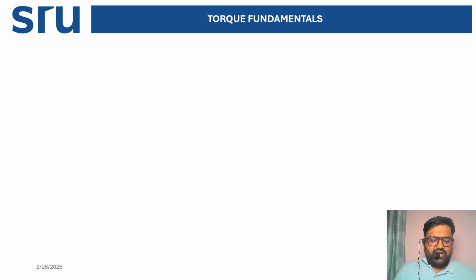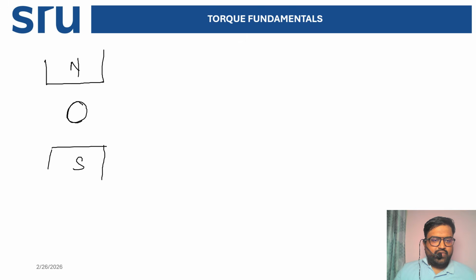We already discussed this while covering the working, but I am discussing it again here. Suppose there is a north pole and a south pole. First we understand the direction in which the force will act. Suppose there is an armature in between, with cross marks. Cross means inward current.